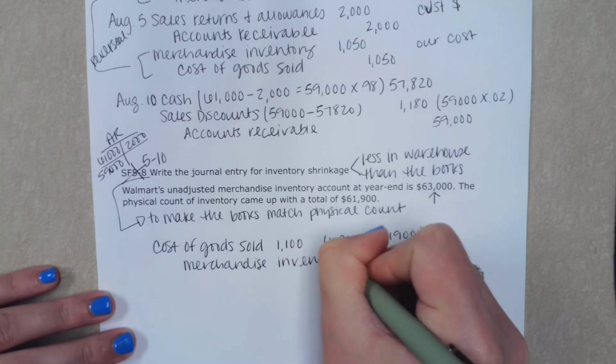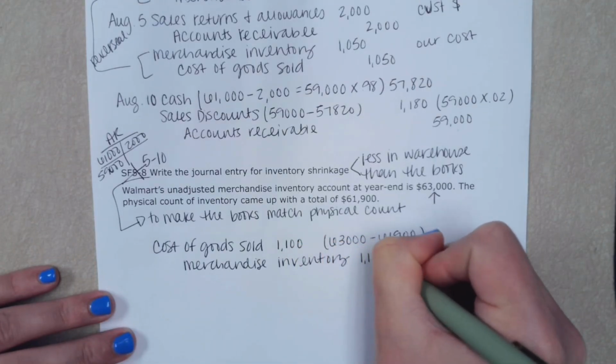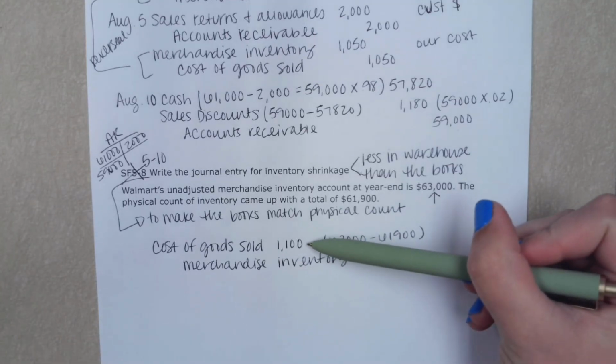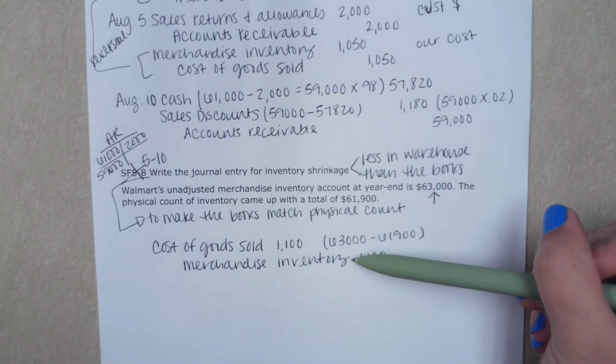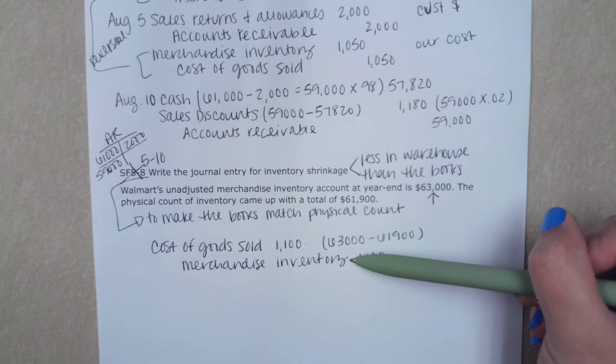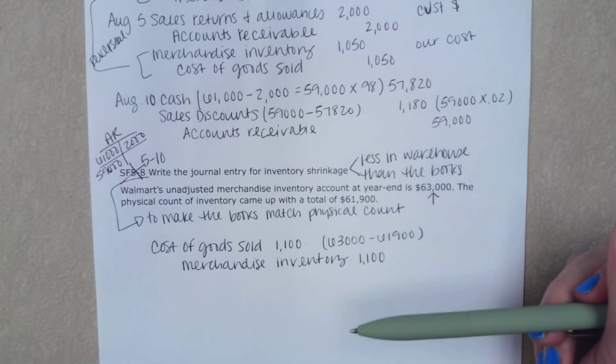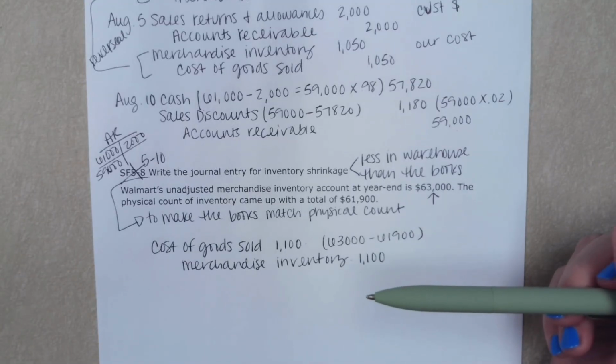So always tell students the way to kind of think about this is you either have it in your warehouse or you sold it. Okay, so when I say you've sold it, I'm talking about cost of goods sold. If I'm talking about it's in the warehouse, we're talking about merchandise inventory. So if we don't have it, then we must have sold it. So we're going to debit cost of goods sold.